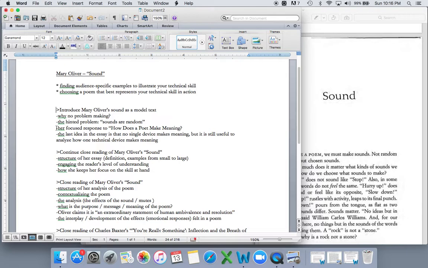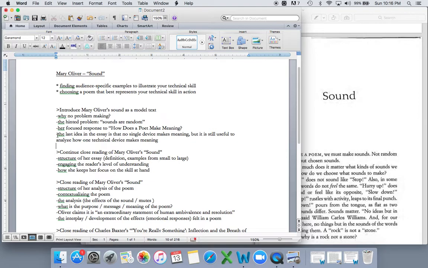A couple more foundational ideas of this essay. She keeps a focused response to the course question. It's almost as if she's answering this question that I developed for this prompt. Hey, Mary Oliver, how does a poet make meaning? Sound. And that's her answer, in the same way that you're picking one of the 5 technical skills of poetry and saying, this is how a poet makes meaning.